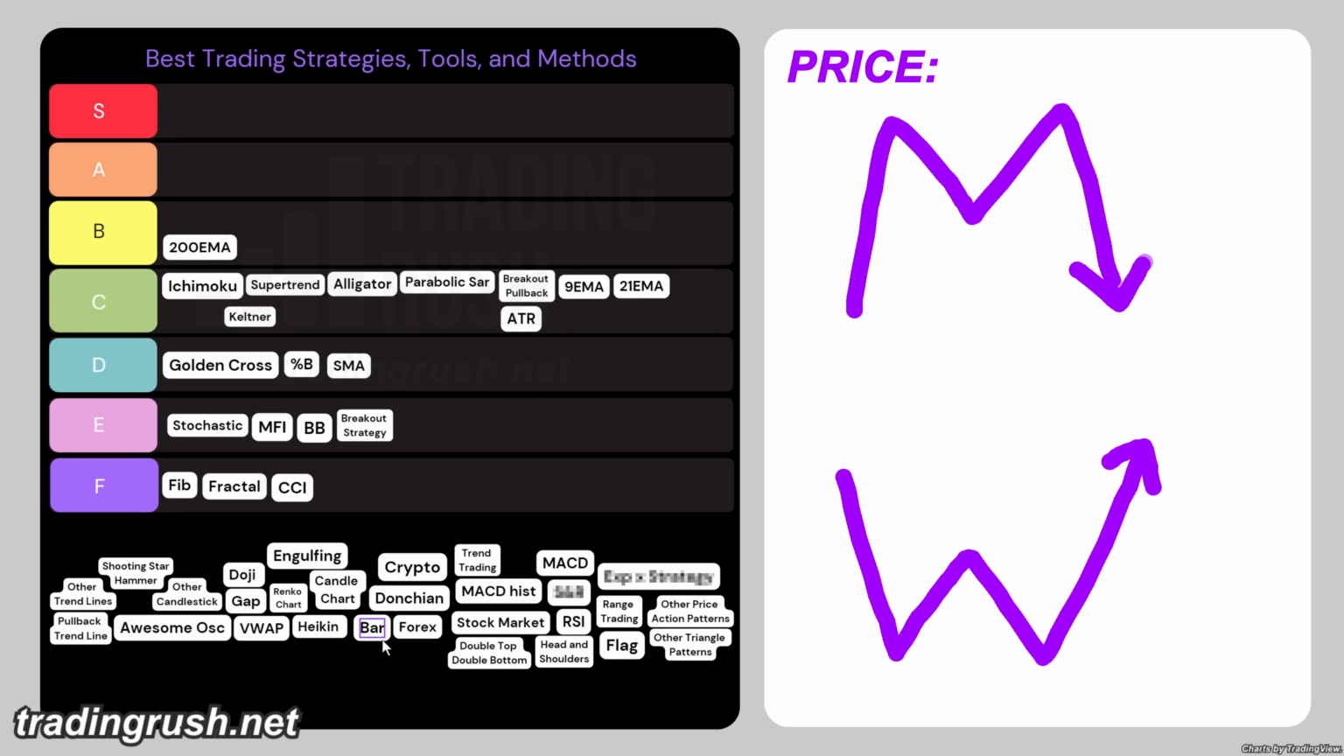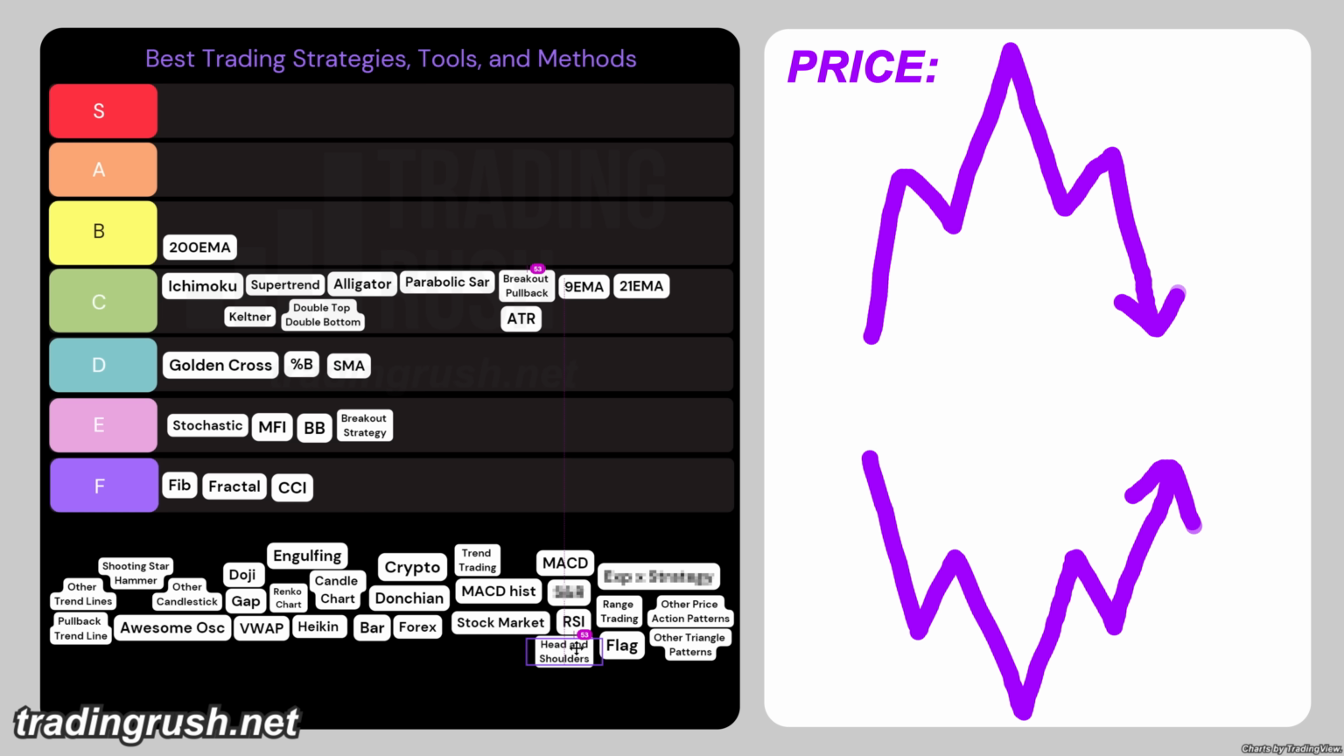The first one is the double top and double bottom strategy. This was a reliable strategy in my trading journey. I would put it in the C tier. The head and shoulders pattern is also similarly good, so goes in the C tier as well.